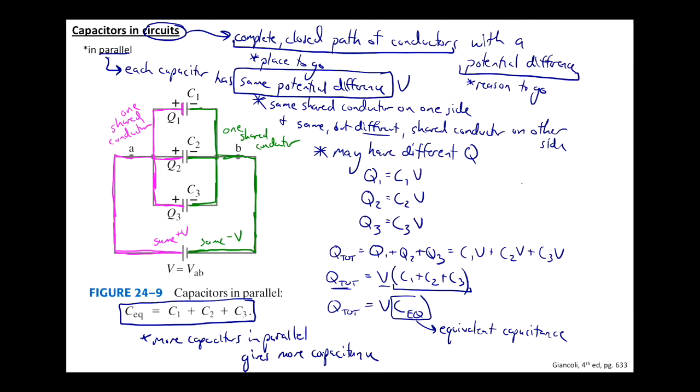They have to have the same potential difference across them because of the way they're wired, which means you have a shared conductor on one side and a different shared conductor on the other side of all of those things that are in parallel with each other, all right? From all of that, we were able to deduce this equation for an equivalent capacitance for multiple capacitors in parallel. And it turns out that if they're in parallel, we're essentially just adding capacitance.